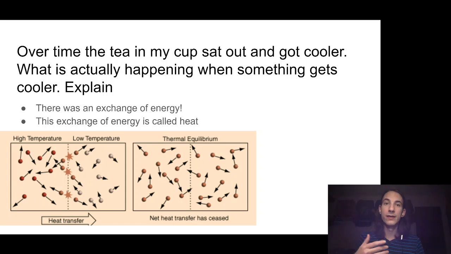All right, and then thinking back about another question that I asked you all, we said over time the tea in my cup sat out and got cooler. What is exactly happening when something gets cooler? Explain. So what we can say is we're building up this idea of these particles, they have energy, there's this idea of thermal energy. So what we can say is that there was an exchange of energy. And what we're going to call this process of exchanging thermal energy is heat.